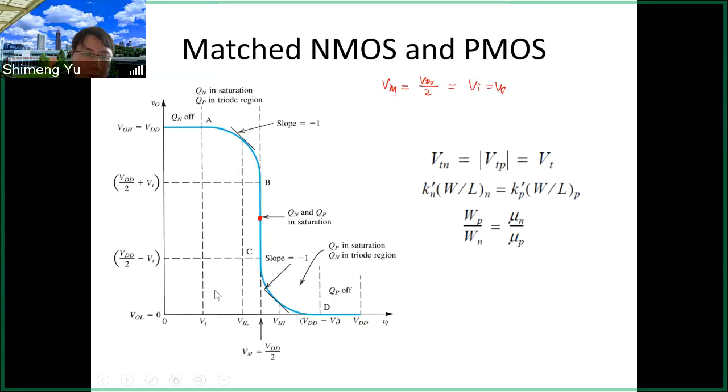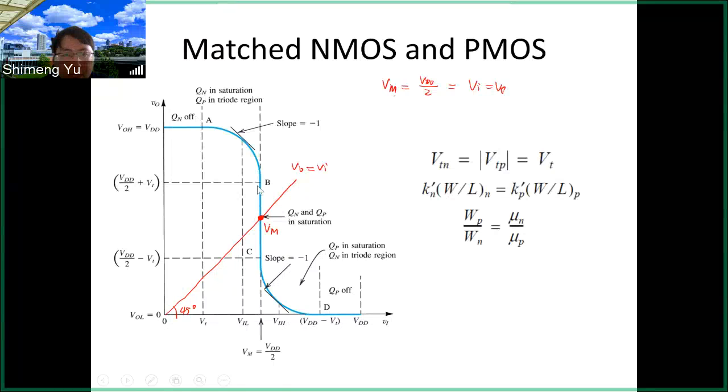Or in this plot, if you draw a straight line with 45 degrees, then you know this is like y equals x. That means Vo equals Vi, this straight line. So the intersection here will be the Vm voltage. And for the matched case, Vm will be exactly half VDD. And then this curve will be mirrored with respect to this Vm point.